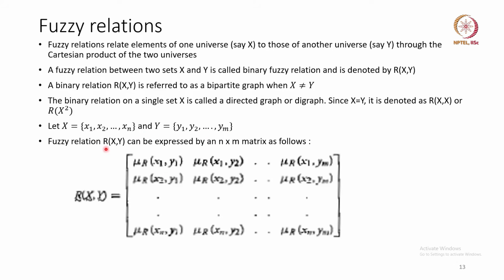Then your fuzzy relationship Rxy will take all these in pairs, and you get the membership value here. So it will be the membership value of x1 and y1, x1 and y2, x1 and ym, etc. So this is for a relation which you call Rxy.